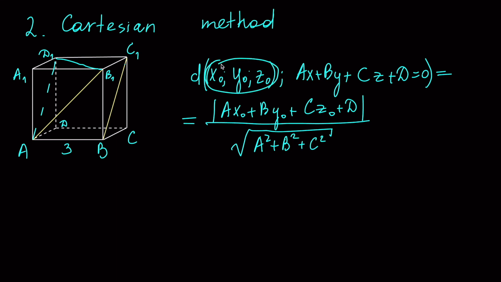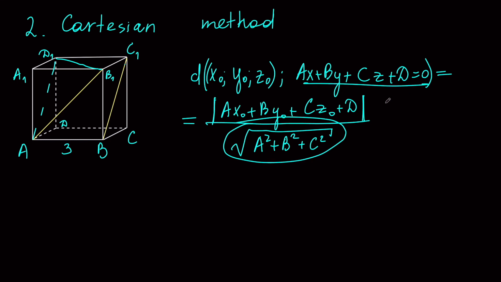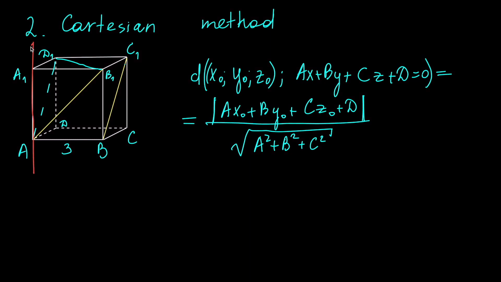Basically, we're just plugging the coordinates of the point into the equation of a plane. Then we find the modulus of that value and divide it by the length of the normal vector to the plane. First of all, we have to introduce coordinate axes. This is going to be the z-axis, here's the y-axis and the x-axis.